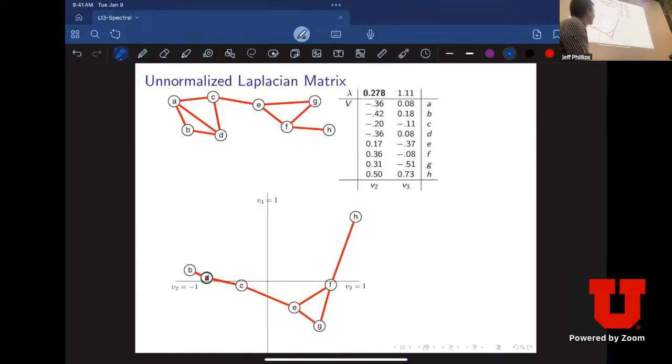We can kind of see what's happening here. Instead of just taking the second eigenvector, v2, which I've plotted, I've taken the third eigenvector, which is the second non-trivial one, and I plotted that on the y-axis. And now I have a two-dimensional representation of the points. Okay? And so sometimes this is a useful thing to do.